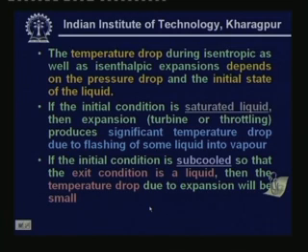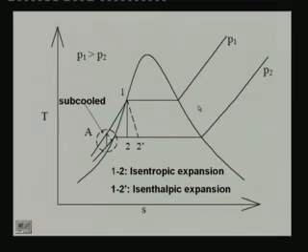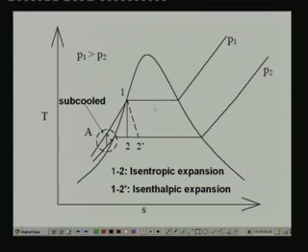As I said, if the initial condition is saturated liquid, then expansion produces significant temperature drop due to flashing of some liquid into vapor. Another thing I would like to point out is that the temperature drop is the same whether you use a turbine, that is process 1 to 2, or 1 to 2 dash, right? That means for the given pressure drop, the temperature drop will always remain the same irrespective of the device, whether a turbine or a throttling device, as long as the final condition lies in the two phase region.